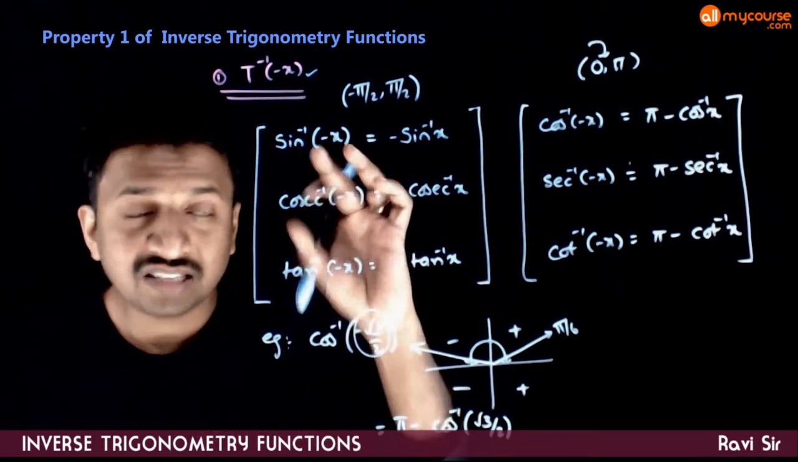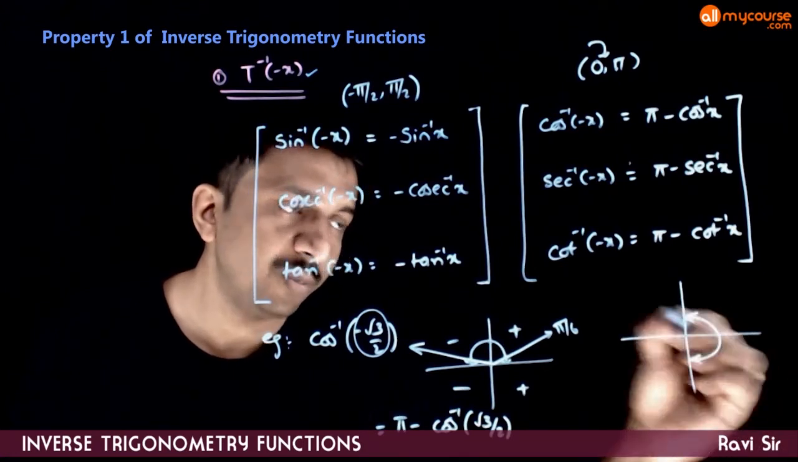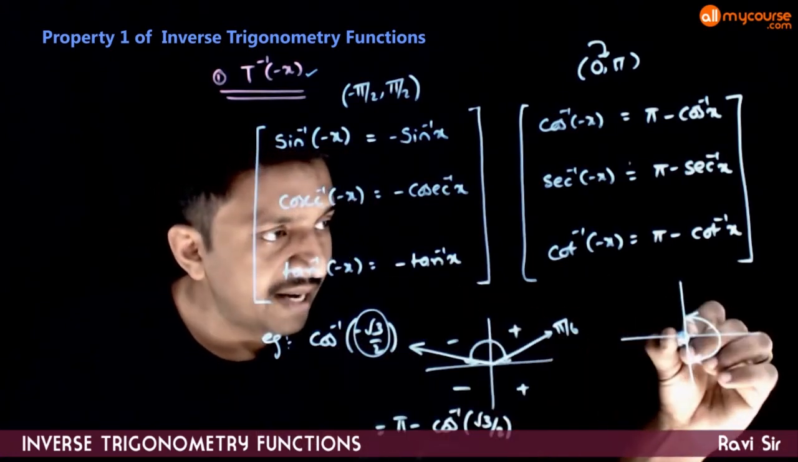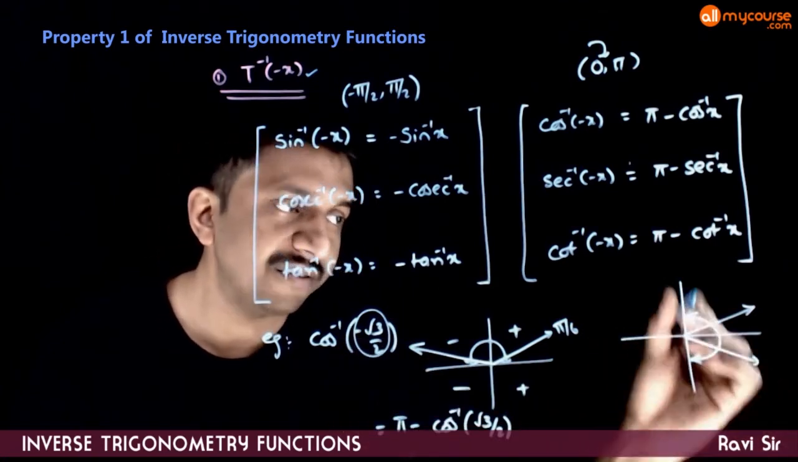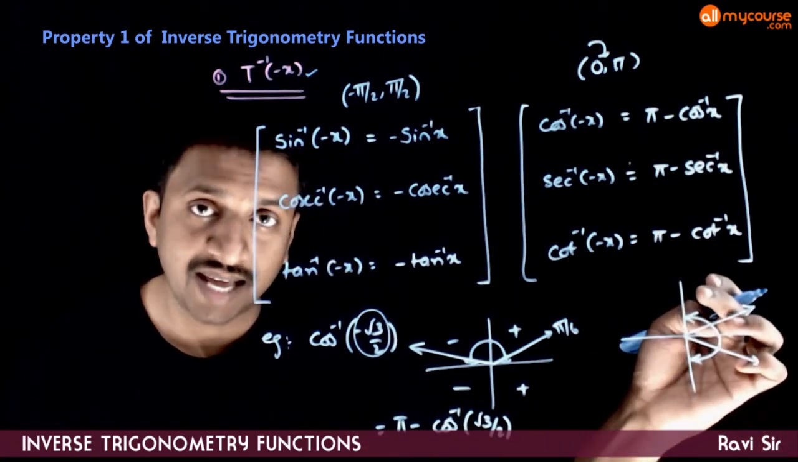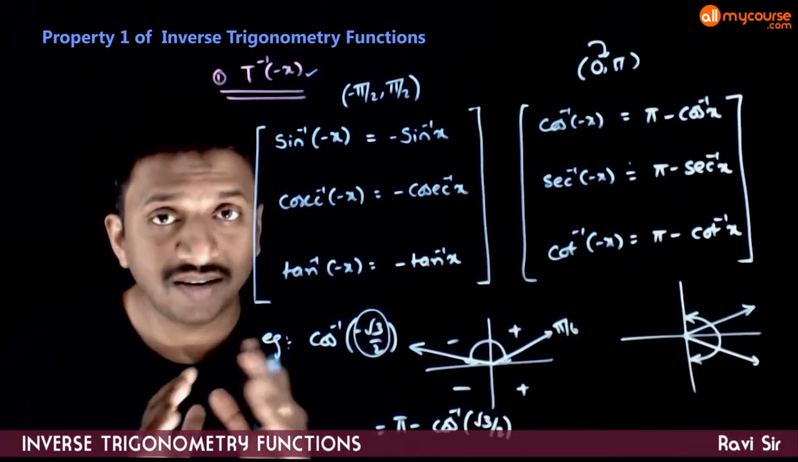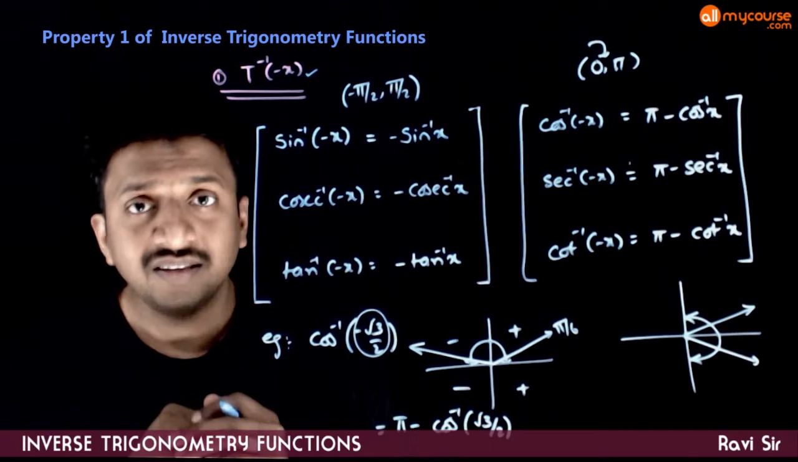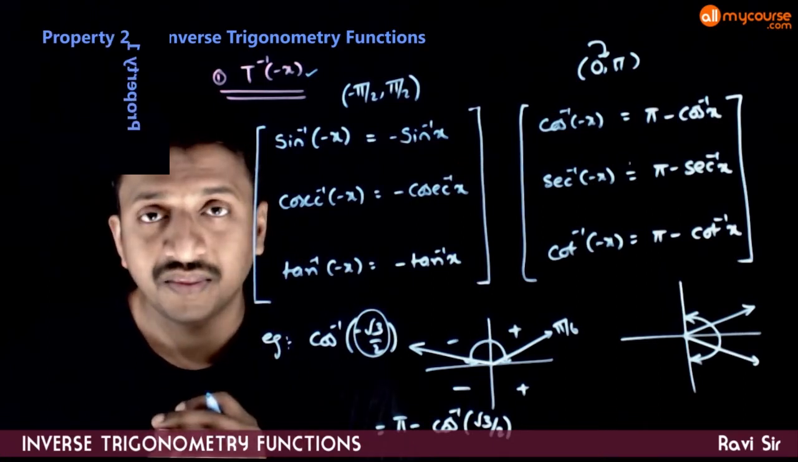Corresponding to these three functions, the range is minus pi by 2 to pi by 2. So if you get the allied angle in the first quadrant, just place a negative sign in front of this angle to get the allied angle in the fourth quadrant. So I hope you understand how to simplify the inverse trigonometric functions corresponding to minus x.